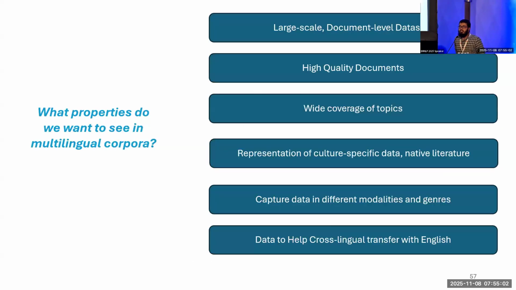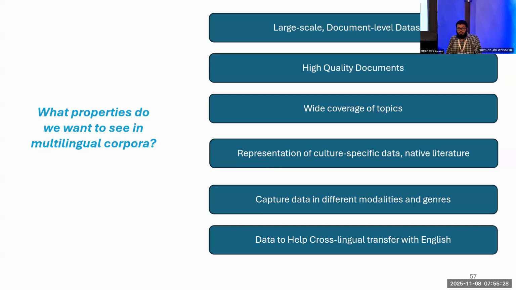So after establishing this foundation for the need of continual pre-training, let's look at what type of data we should do this continual pre-training on. I've listed some of the properties that you would want in your multilingual corpus. For example, you need a large-scale document-level data set. You want your LLMs to be long context models, so you need large document data sets. You need high-quality documents, of course. Adding noise is harmful for the model.